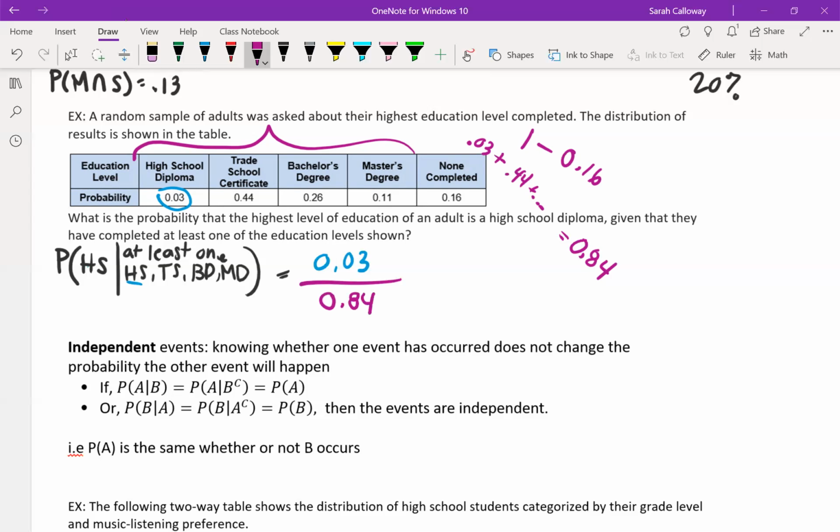So if we divide these two, we're going to have to get an approximation. We get 0.0 and then it's 3.5, so that's going to round up to a 4. So 0.04, or if it's written as a percentage, that would be 4%.